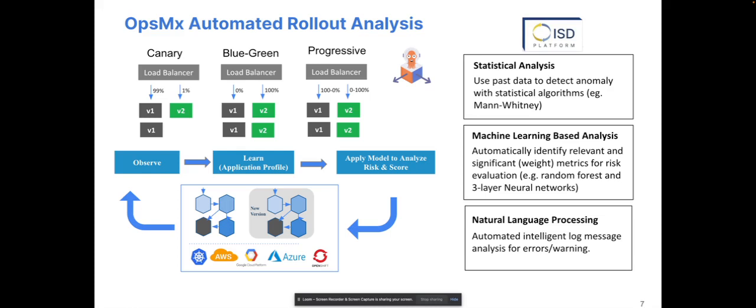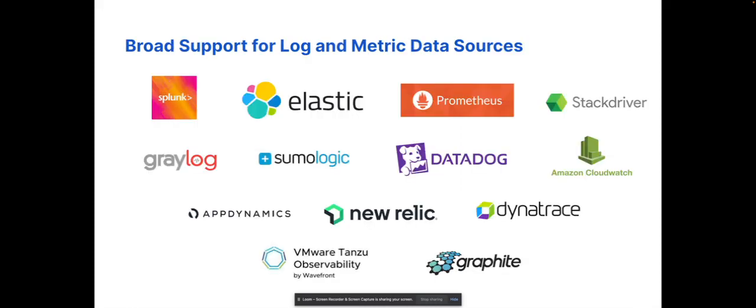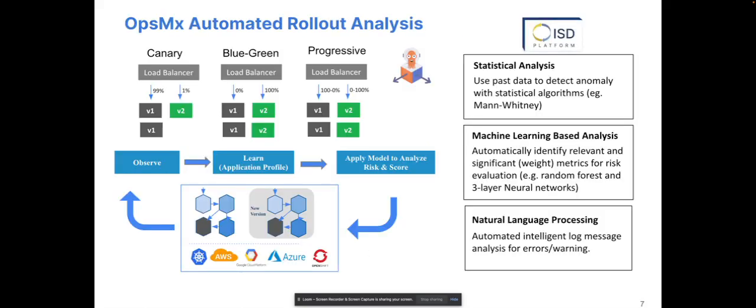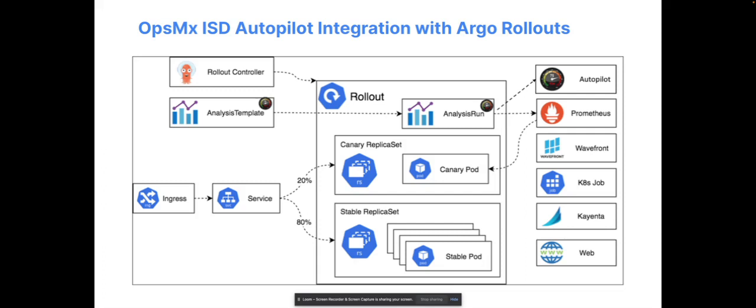We also look at the logs using natural language processing and automatically process the log messages to identify errors and warnings. We connect with a lot of data sources that you may be familiar with, log and metrics data sources, so that you have a variety of choices. And we integrate directly into the Argo rollout so that you don't have to do anything special. The analysis template is part of the Argo structure, and you're able to get it as part of the native Argo workflow.